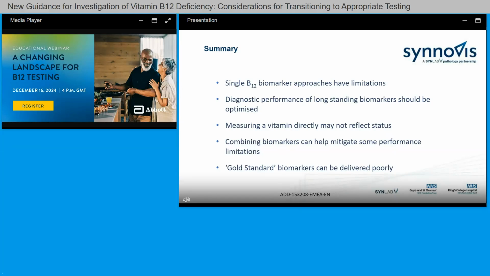There is no gold standard biomarker for B12 status. And even if you use a good biomarker, if you deliver it poorly, that will have poor outcomes for the patients.